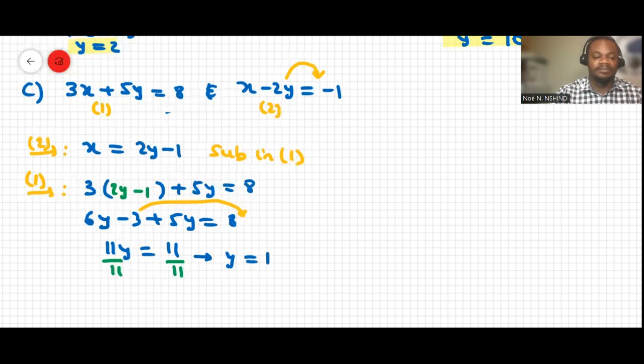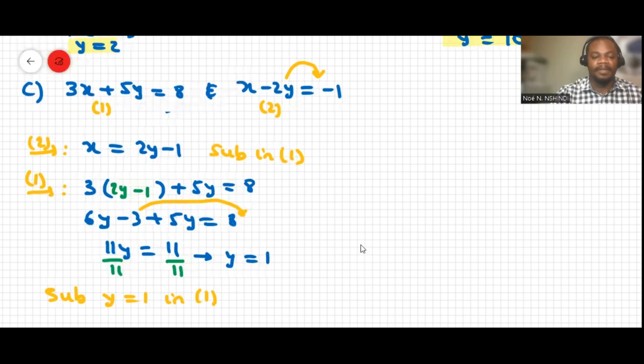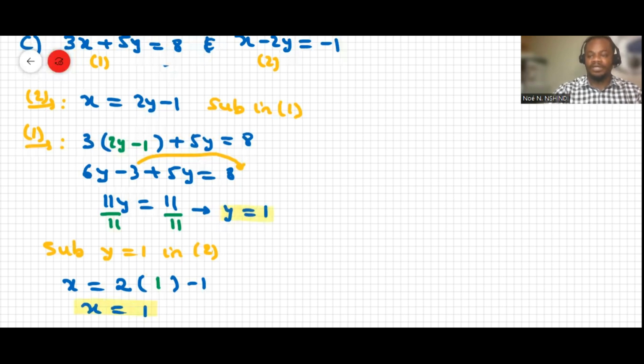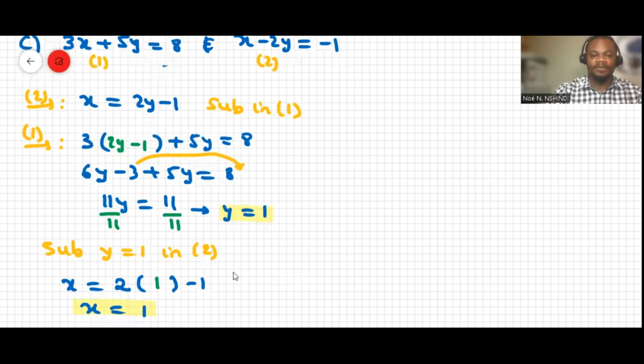Now we can sub y equal 1 in, not in 1 but in 2. And then this will become x equal to what? 2y minus 1. y is 1, and then that means x will be equal to 1. So these are the values of x and y, solved simultaneously. Okay, we can also do question D.